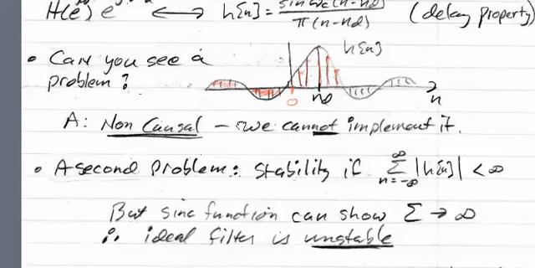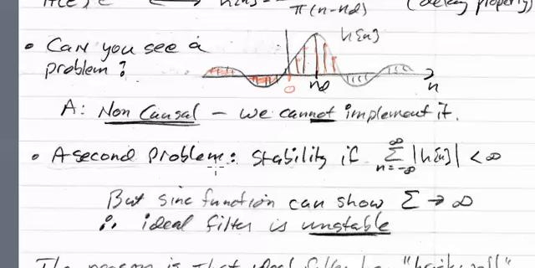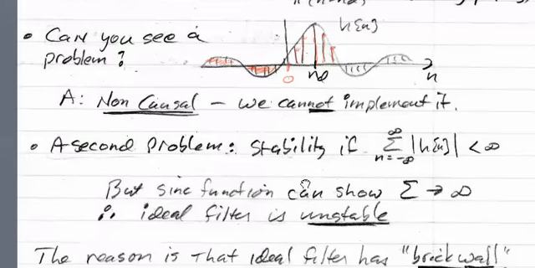The other problem is stability. You might remember that one of the requirements for stability in a system is that if you add up the absolute values of the impulse response, it has to sum to less than infinity. But it's not too hard to show that for a sinc function, that doesn't happen. It adds up, it approaches infinity. So not only is this filter non-causal, but it's unstable. Even if we could build it, it wouldn't work.